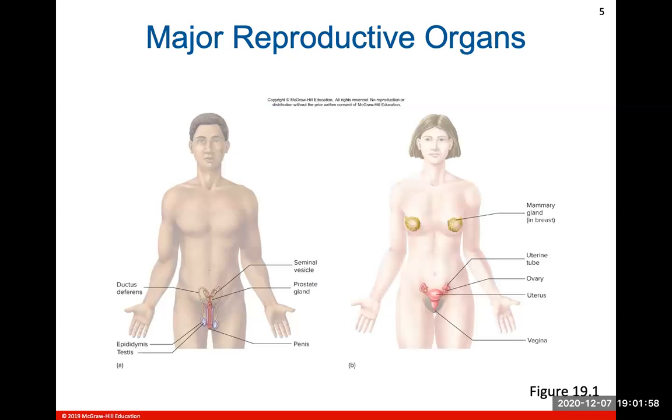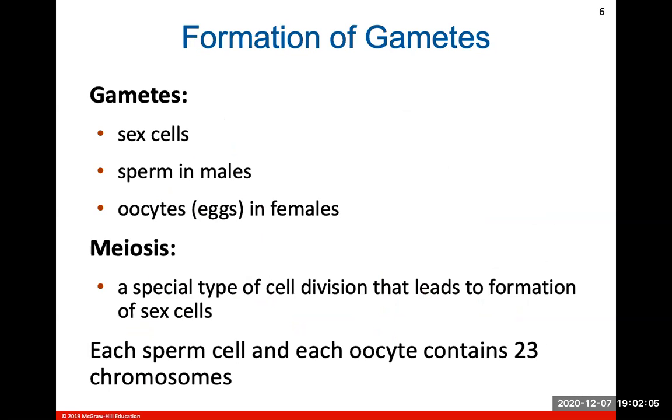So here are the major reproductive organs in the male and the female. We'll go over them both in detail. But we need to talk about the difference between gametes and gonads, and we'll talk about what gametes are first of all. Gametes are the sex cells. They are sperm in the males and oocytes, or eggs, in the females.